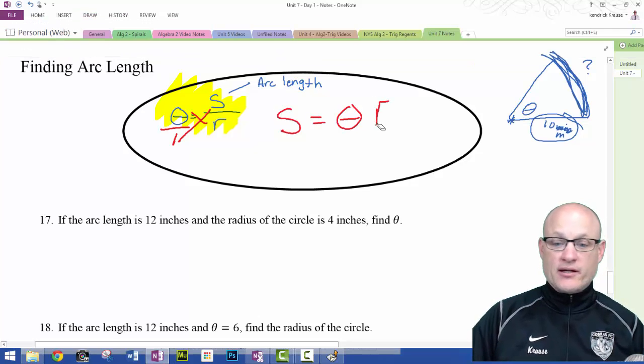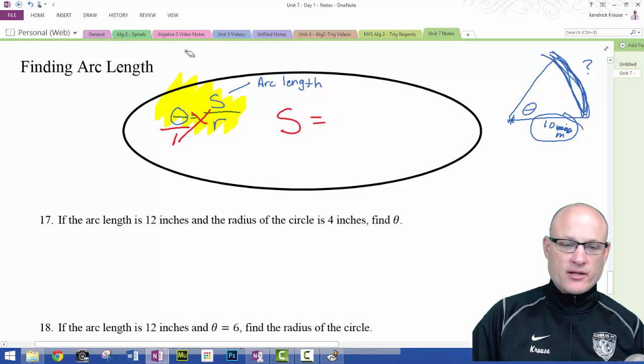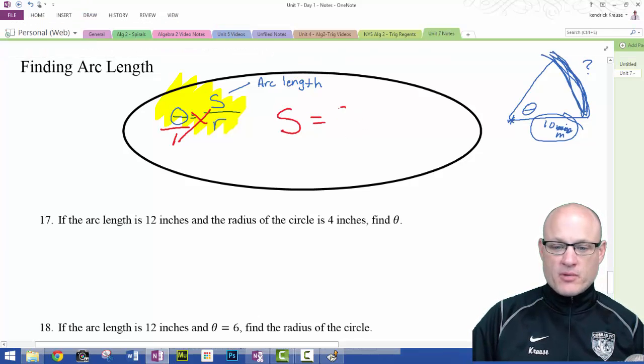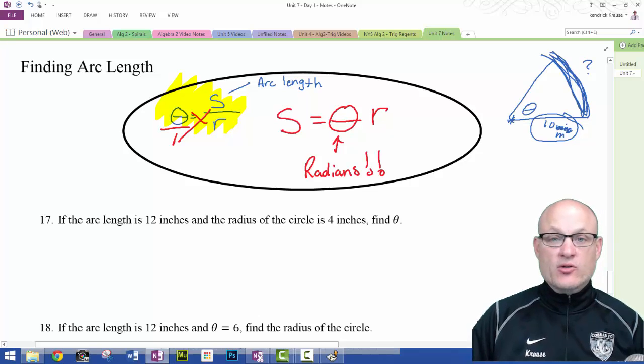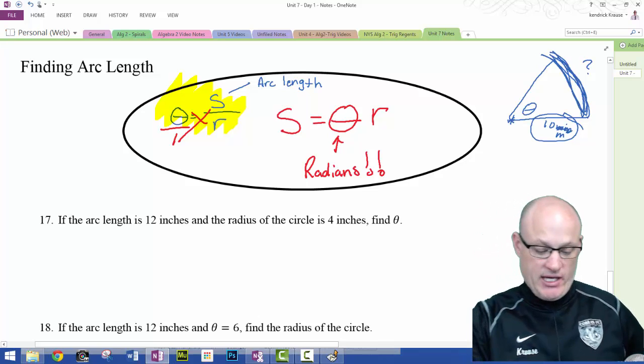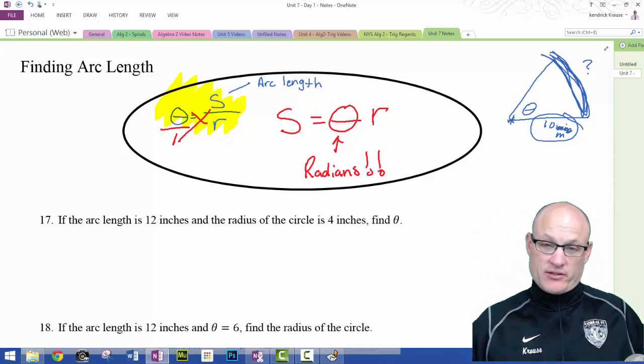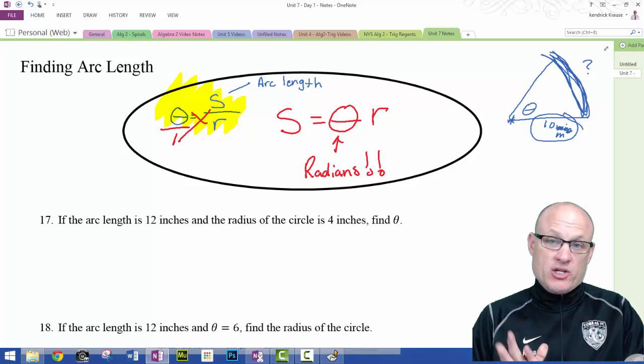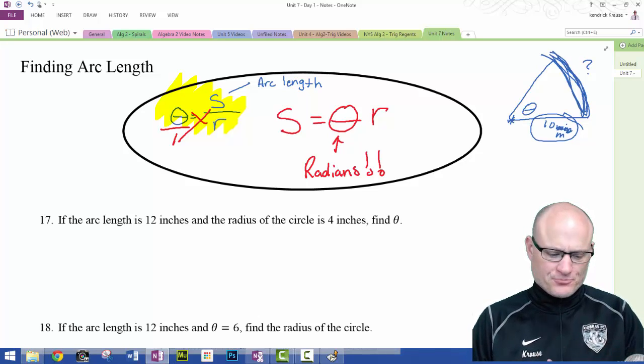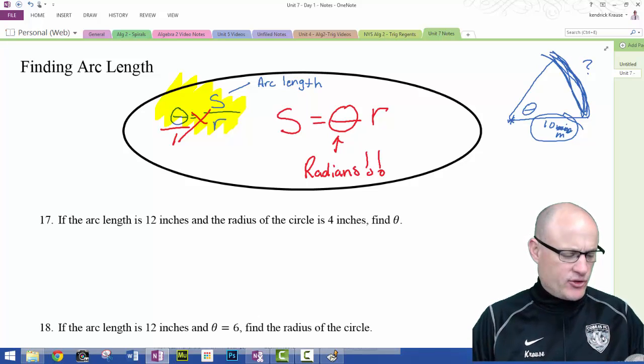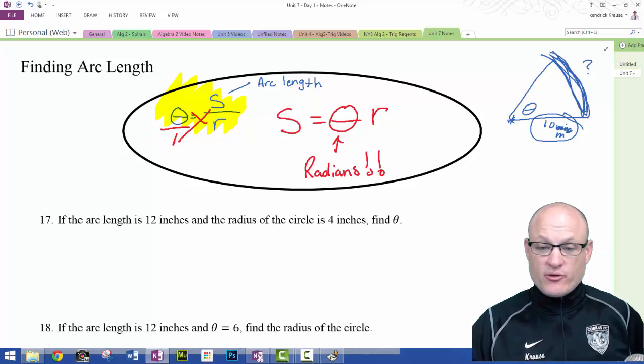Here's the one thing that you must pay attention to. This formula only works when theta is in radians. It does not work when it's in degrees. That's because degrees don't take into consideration the size of the circle. Radians are a ratio, using the size of the circle as a ratio of how big that circle is. So you're not able to do this using degrees. You must use radians.